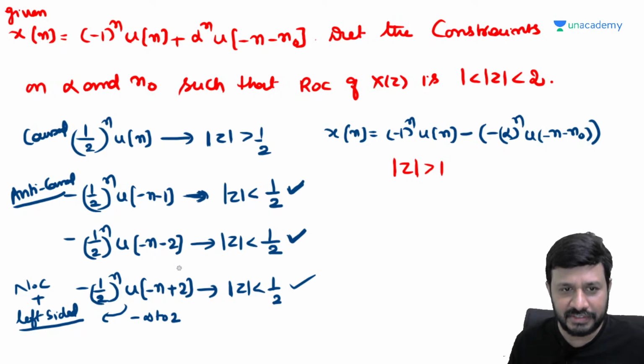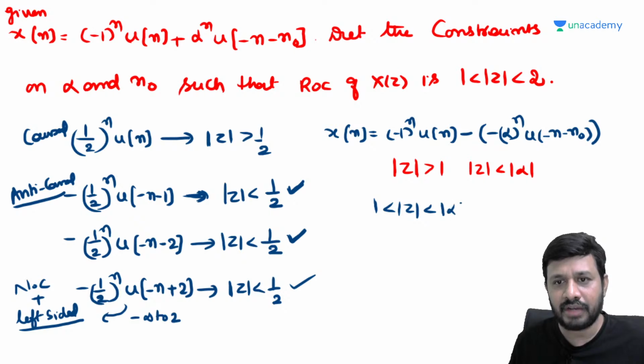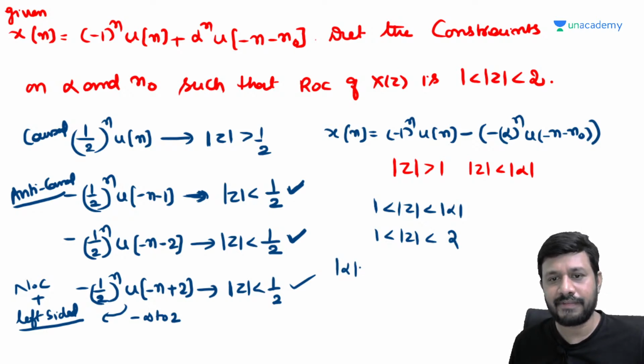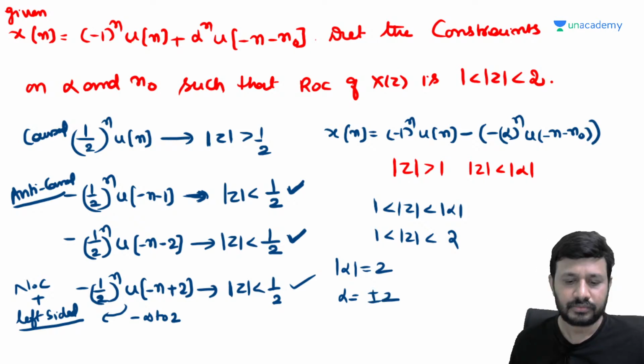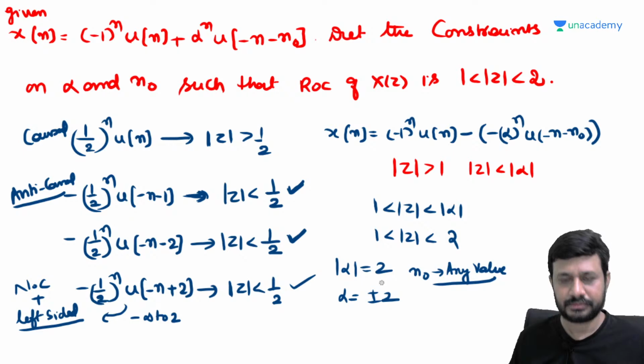Irrespective of the values of the shift, as we have just seen, the ROC is |z| < 1/2 in that case. Now in our problem, the ROC becomes |z| < |alpha|. So what is the final ROC? 1 < |z| < |alpha|. But the ROC given is 1 < |z| < 2. So in place of |alpha| we have 2. So alpha is plus or minus 2, and n naught can have any value. You take any value of n naught, this ROC will not change. Hope you are convinced with the answer. Please reply so that we can move to the next property.